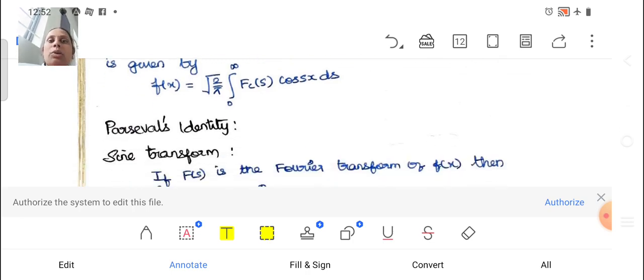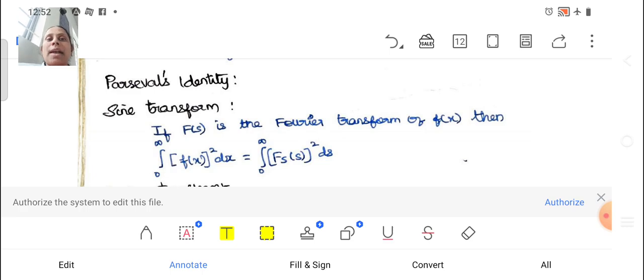Similarly we want to find the Parseval's identity. In the Parseval's identity of the Fourier sine and cosine transform, the limits are 0 to infinity, it is a half range. In the general case we put minus infinity to infinity, but when particularly asked for sine and cosine transforms, we put 0 to infinity.